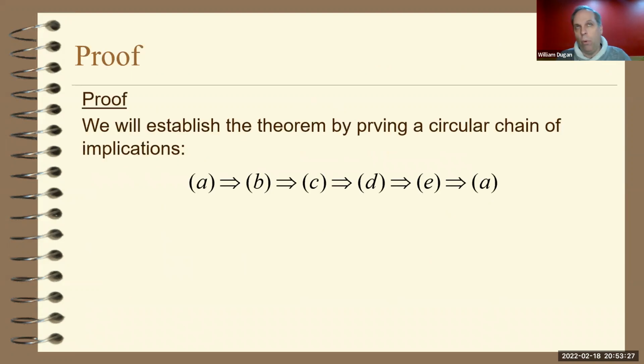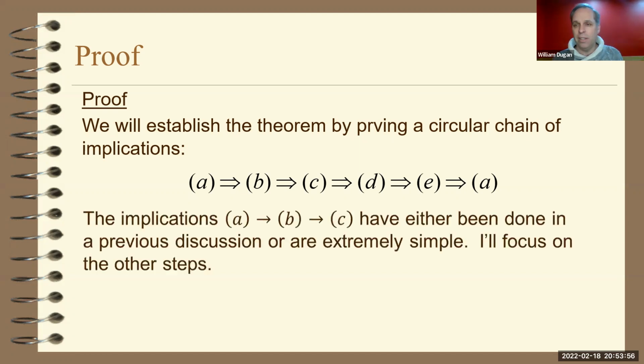This theorem is so important, it deserves a proof. I'm going to establish the validity of the theorem by creating a circular bit of logic. We'll show that if A is true, then B is true. If B is true, then C is true. C will imply D, D will imply statement E, and E will go back and imply statement A again. So if one is true, they all imply each other. In this particular argument, we've already done a couple of them. I've already shown you that A implies B, and that statement B implies statement C, or at least I've implied how it's done. So I won't do those. I'll focus on the others.